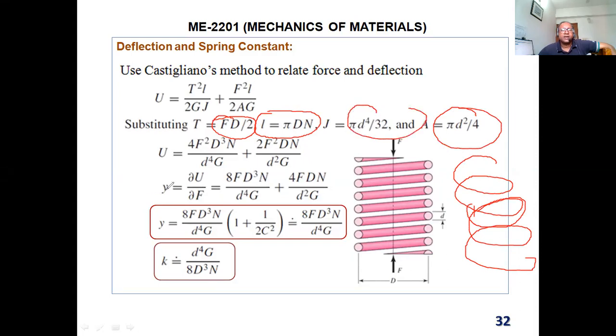Then what is the deflection? Deflection y equals del U by del F. You differentiate this, then you get this. After simplification, we get the value of y. Y means deflection of the spring. Y equals 8 F D cubed N divided by d to the power 4 G. What is the N over here? N is the number of turns in the spring.